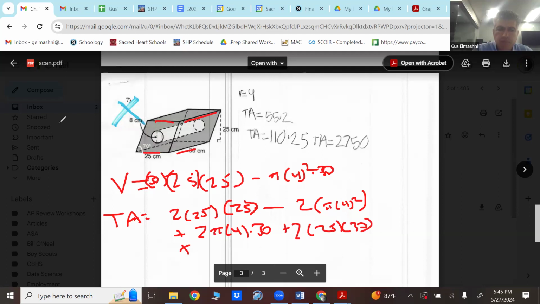Where I messed up, now I'm realizing it, is that's not 25. But then how am I supposed to find it? Well, you know this is 25 because that's the altitude. So you just do trig. I'll call this X. Sine 70 equals 25 over X. You solve for x, and then you got two of them. 2 times x times 30, because x will be 25 over sine 70. There you go.